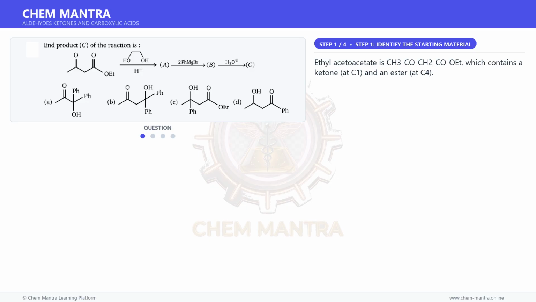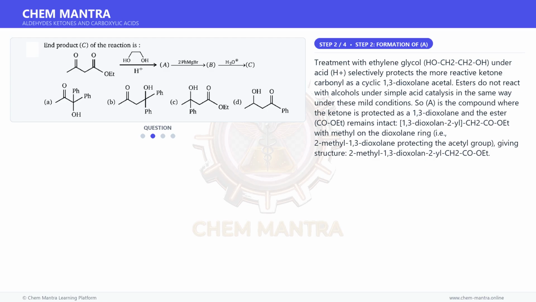Ethyl acetoacetate is CH3-CO-CH2-COOEt, which contains a ketone at C1 and an ester at C4. Moving on to the next step.